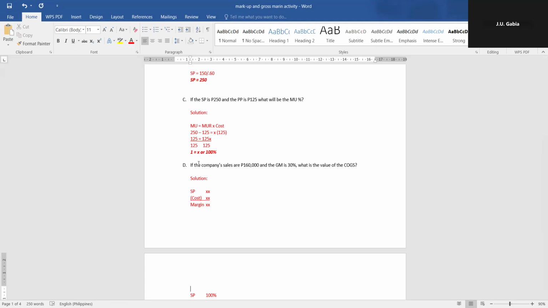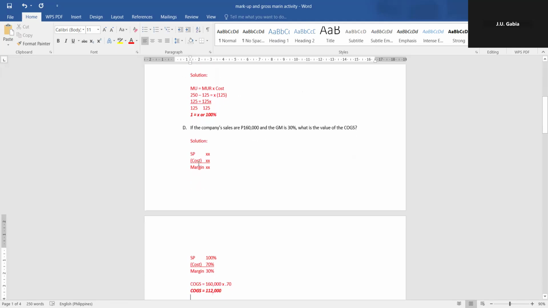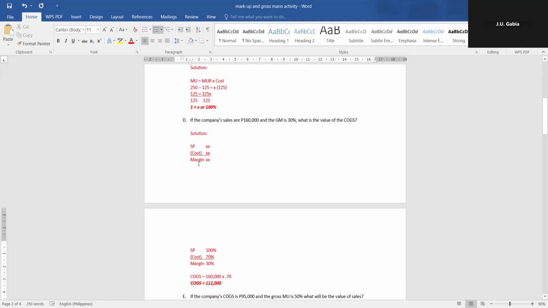Now for letter D, if the company sales are 160,000 and the gross margin is 30%, what is the value of the cost of goods sold? We are given the sales and the gross margin here. So with regards to this one, we are given sales and gross margin, not markup. We're going to use the income statement approach so that we can know how much percentage is the gross margin and the cost.